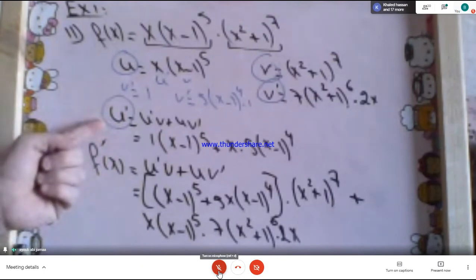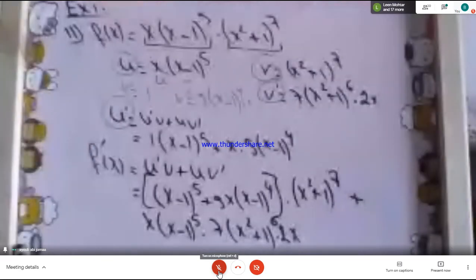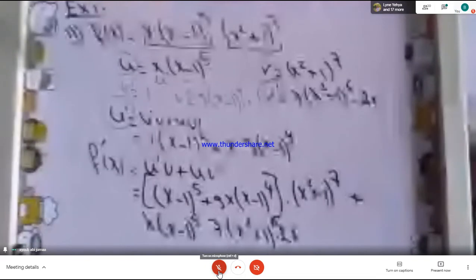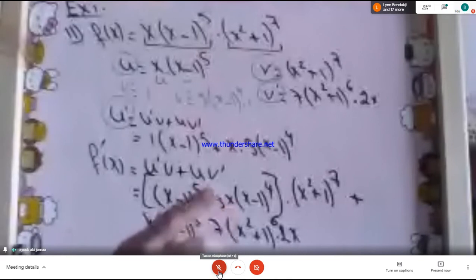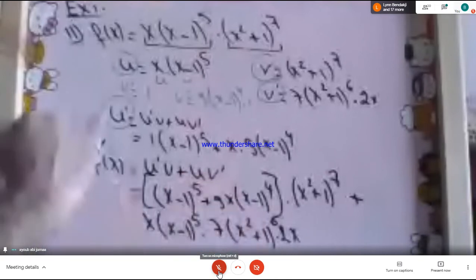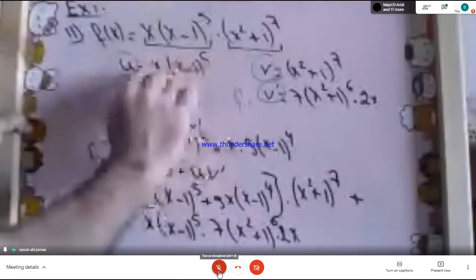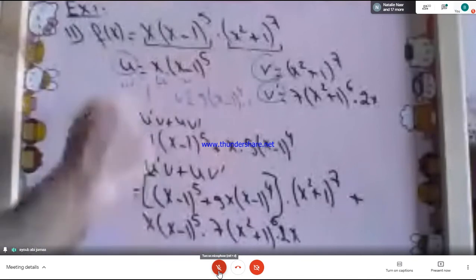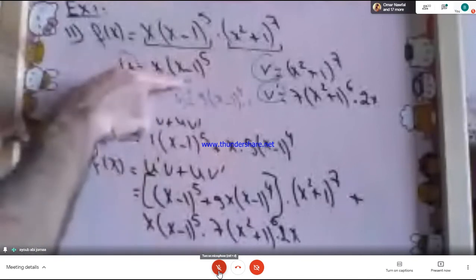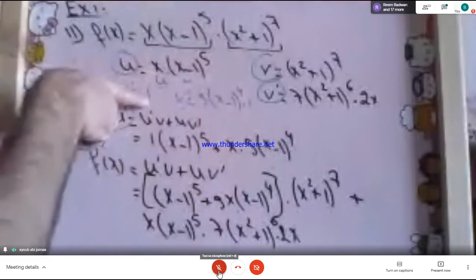This one? 1. Yeah, the derivative of x is 1. How did you get brackets, power 5? Jad, just one moment. Don't mix. Here, u prime is not the derivative of the whole function, x into x minus 1 power 5. We have another function u. I said u is x and v is x minus 1 to the power 5. U prime, the derivative of x, is 1.